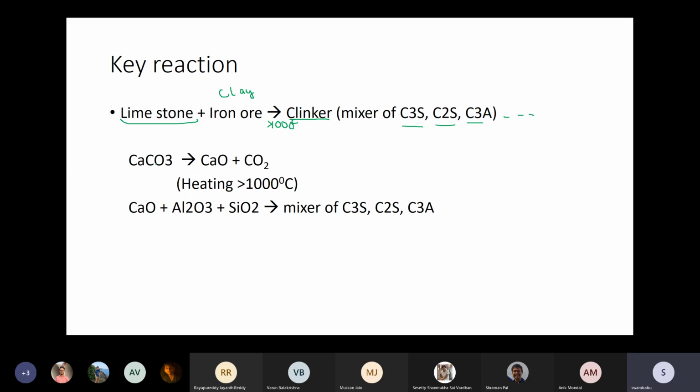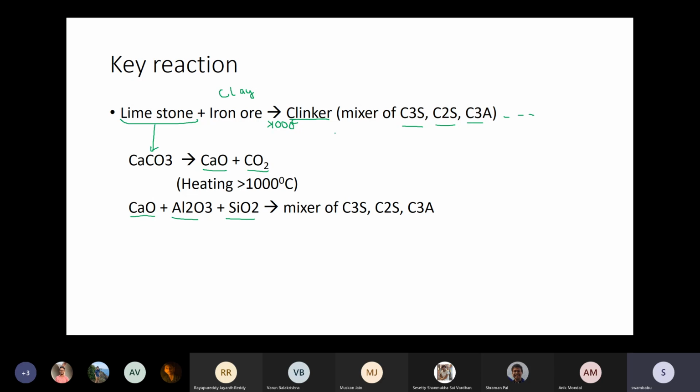So, what reactions happen? Limestone predominantly contains calcium carbonate. When you heat the calcium carbonate at high temperature, it breaks down to CaO and CO2. That CaO reacts with Al2O3 and SiO2, then forms this mixture of C3S, C2S, and C3A, which is also known as clinker.